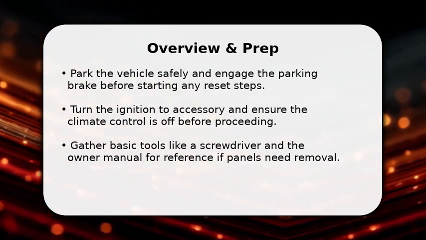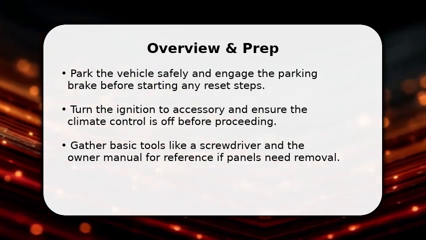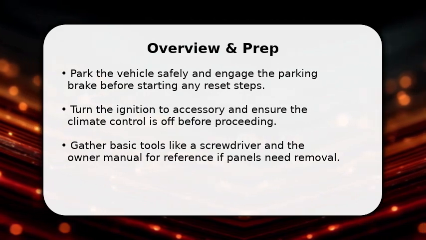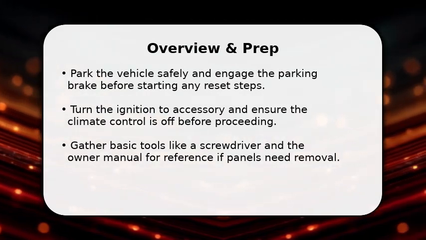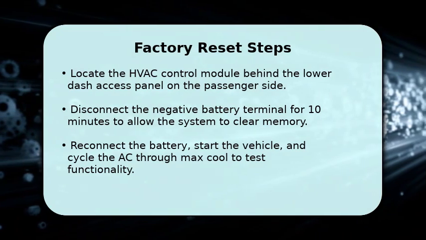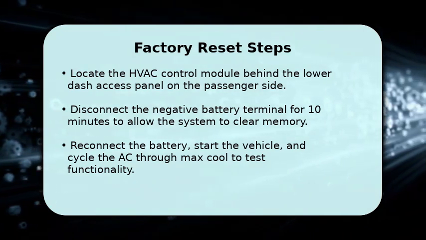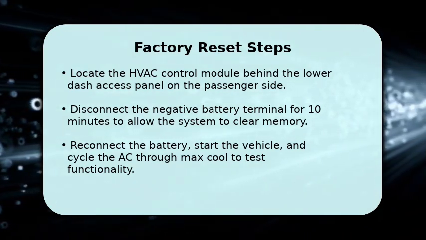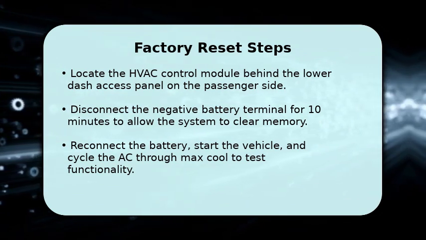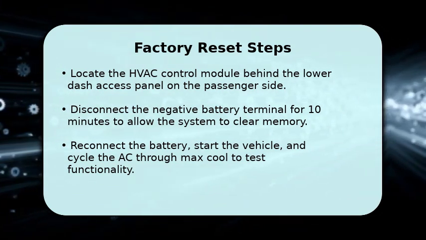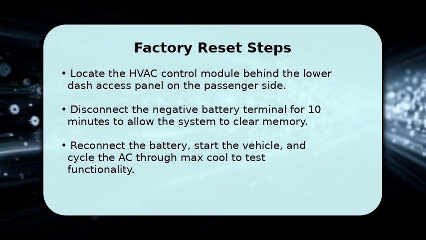If you need to access the blower motor or control module, remove the lower dash panel carefully and keep all screws organized. Start by locating the HVAC control module behind the lower dash on the passenger side and remove the access panel. Disconnect the negative battery terminal for about 10 minutes to clear the system memory safely.